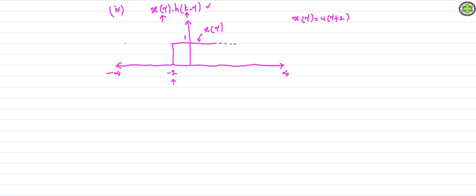Now what is your h of t minus tau? So this is your h of t minus tau. So what is this point? This point is nothing but t minus 3, and its magnitude is 1.